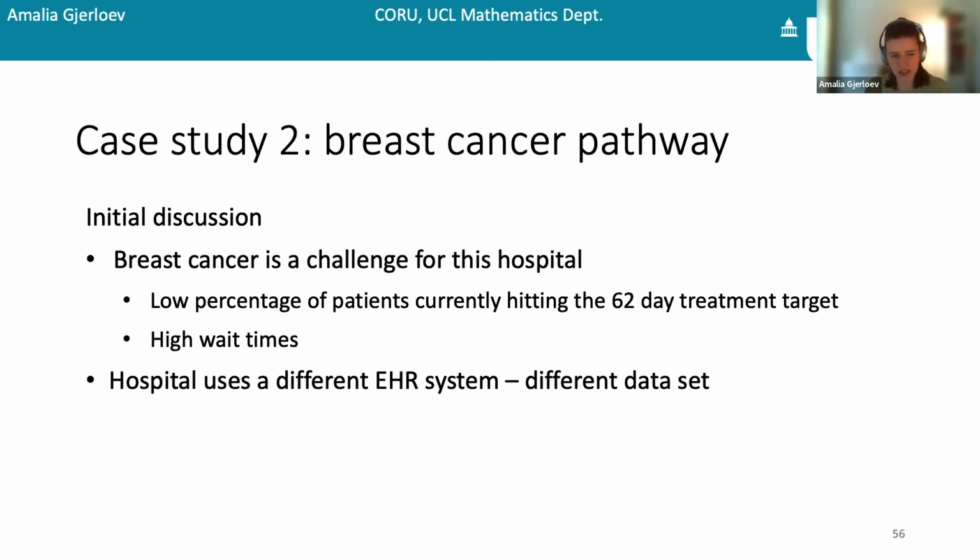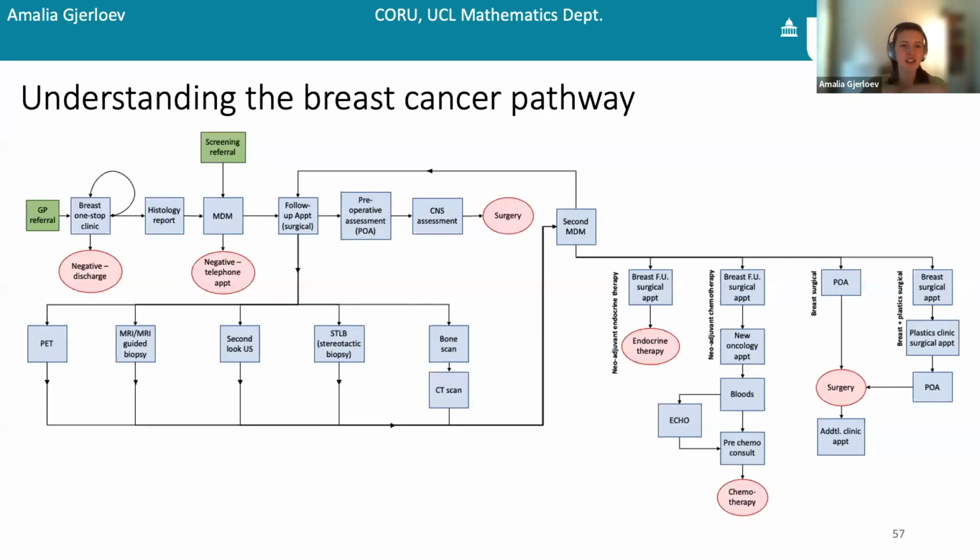One thing to note as well is that this hospital uses a different electronic health record system, so they don't use Epic. That also means they have a totally different data set, so I can't go in and write my own SQL queries this time. But after our initial discussion, again following the methods that I showed, we went about understanding the cancer pathway, the relevant characteristics, and mapping out the pathway as well.